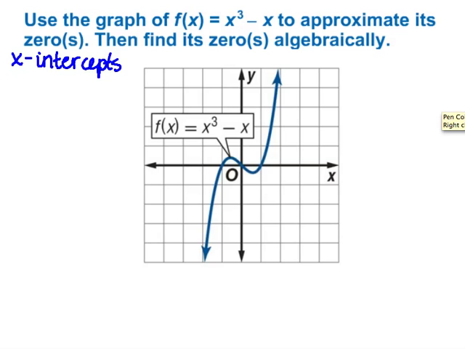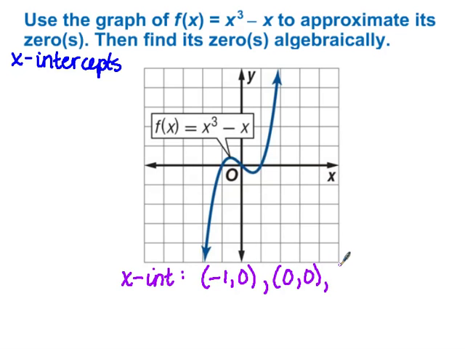Where are the x-intercepts here? -1. Okay, so (-1, 0) is my first point. Where's my next one? (0, 0). Where's my next one? (1, 0). Okay? So now all we're going to do is plug those values in.